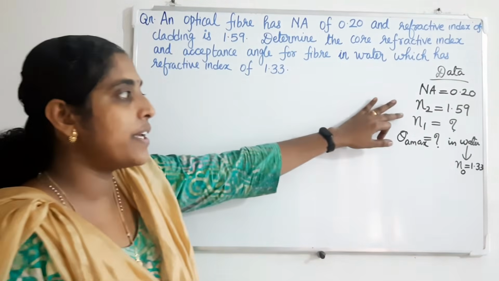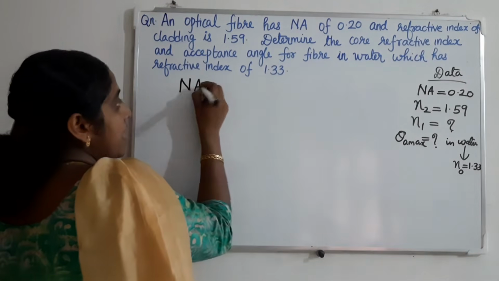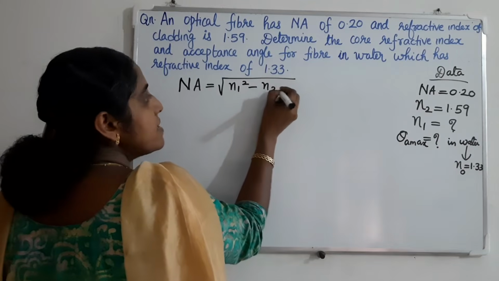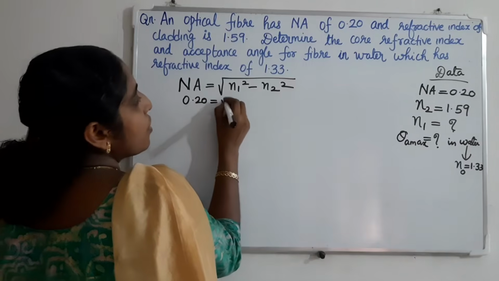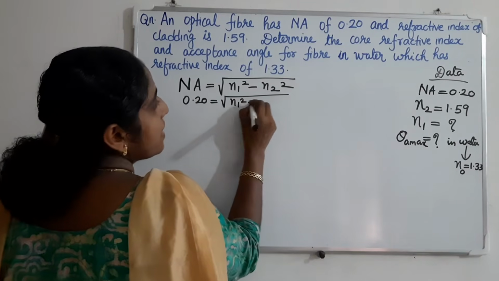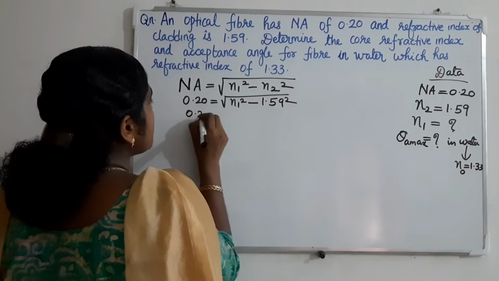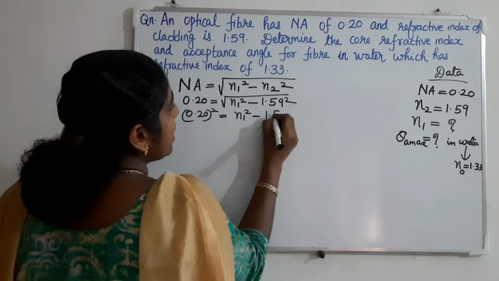The refractive index of the core we can find from the general expression of numerical aperture in air. That is, numerical aperture is equal to root of n1 square minus n2 square. That is, 0.20 is equal to root of n1 square minus 1.59 square, or 0.20 square is equal to n1 square minus 1.59 square.